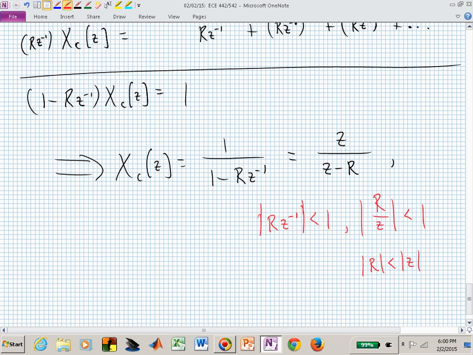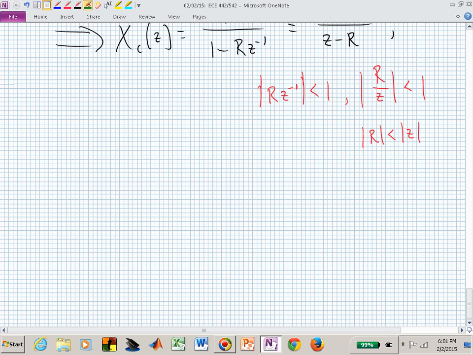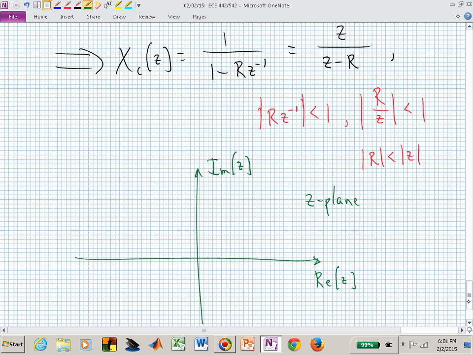So the z transform of an exponential is given by z over z minus r, and that converges as long as this complex number z is bigger than r. Can we visualize that in the complex plane as a pole zero diagram? Here is our z-plane, the real part of z and the imaginary part of z. Where are the poles and zeros of that z transform?